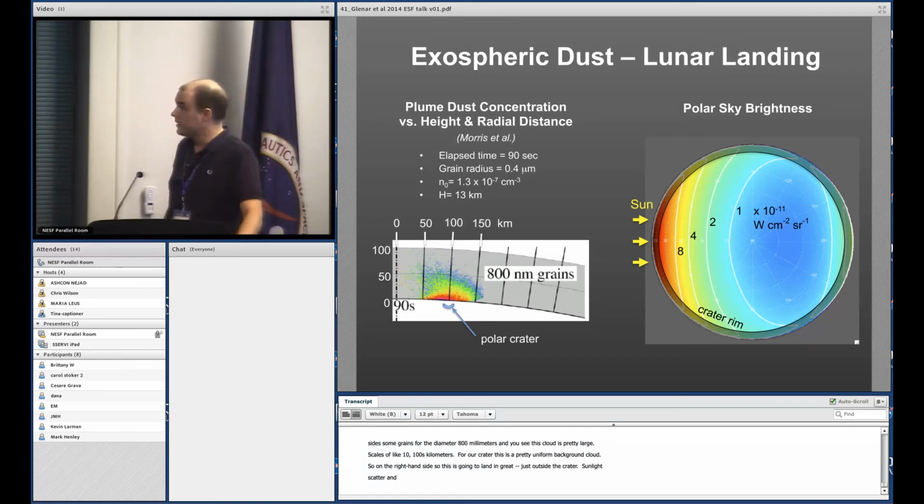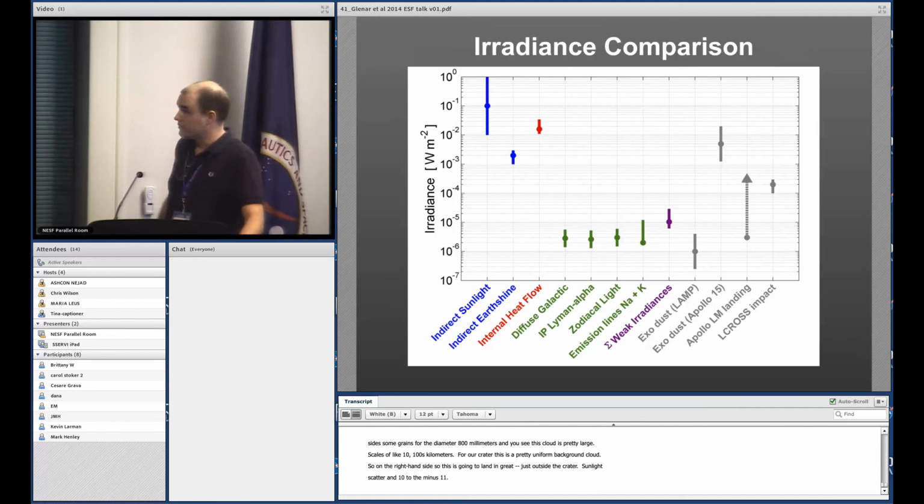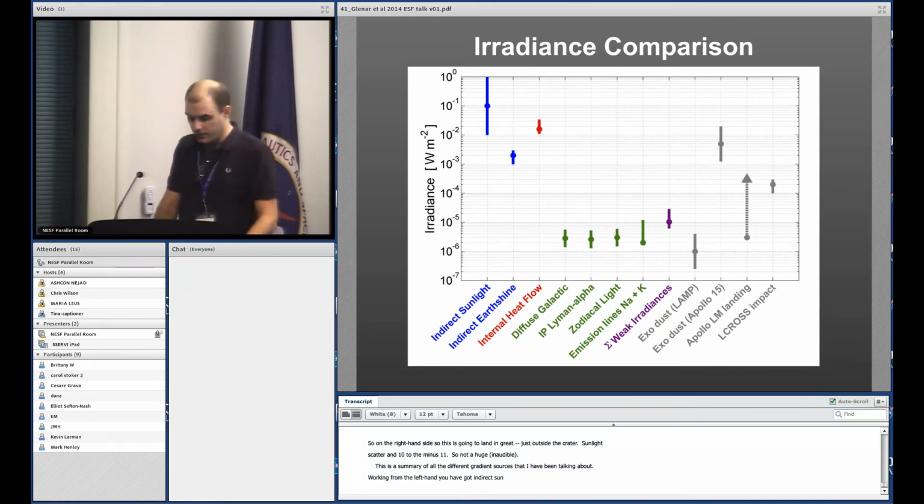On the right-hand side, this was a landing just outside the crater. The sunlight scattered into the crater wouldn't be very much at all, so 10 to the minus 11 watts per centimeter squared per steradian. So not a huge perturbation.